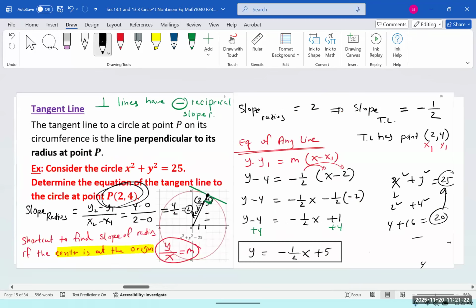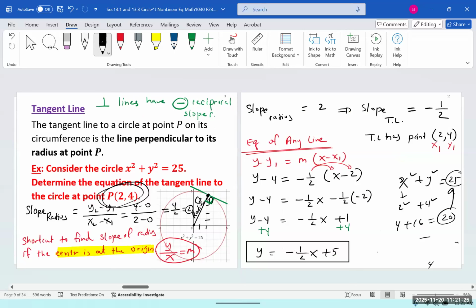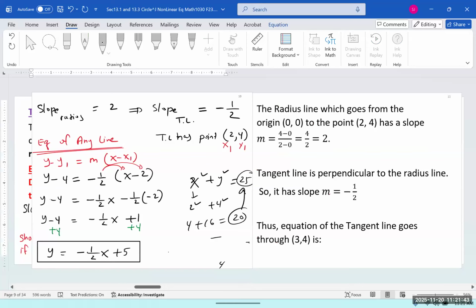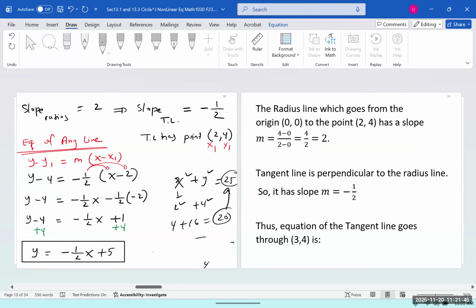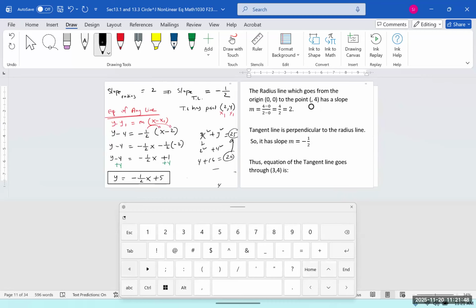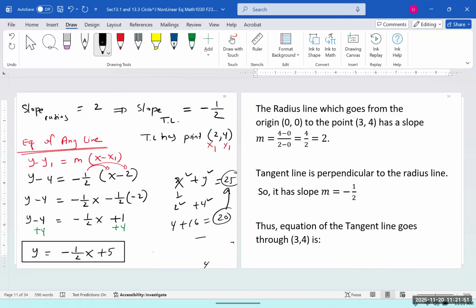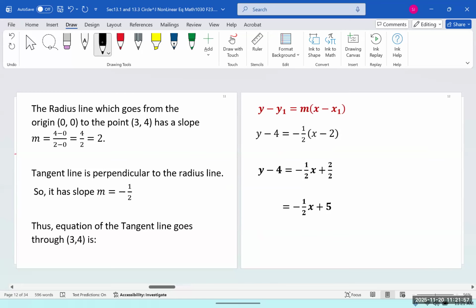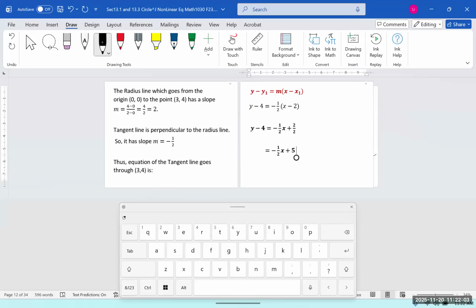Let me fix it here so that in future I don't face the same problem. Point x is 2. Oh no, 2, 4 doesn't work. 3, 4 works. 3 squared is 9 and 16 gives us 25. So it's 3, 4. I have the correct answer, but probably I did it long ago. It is this 3, 4.